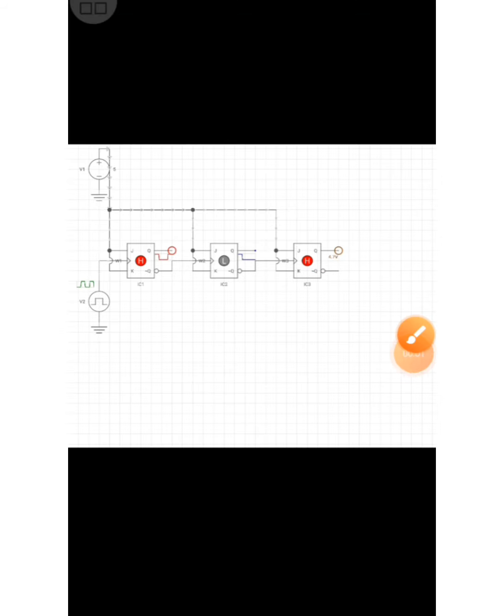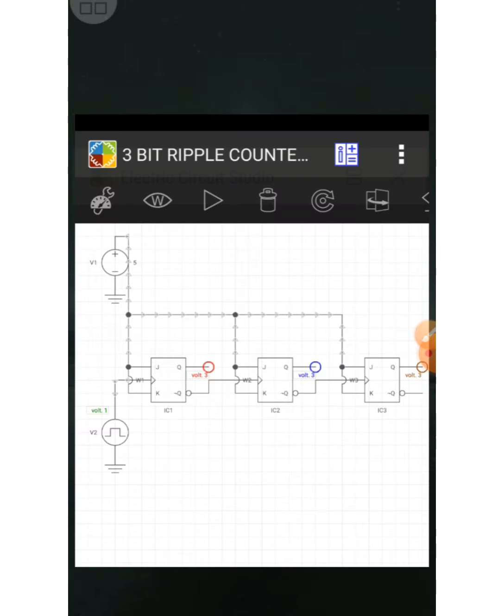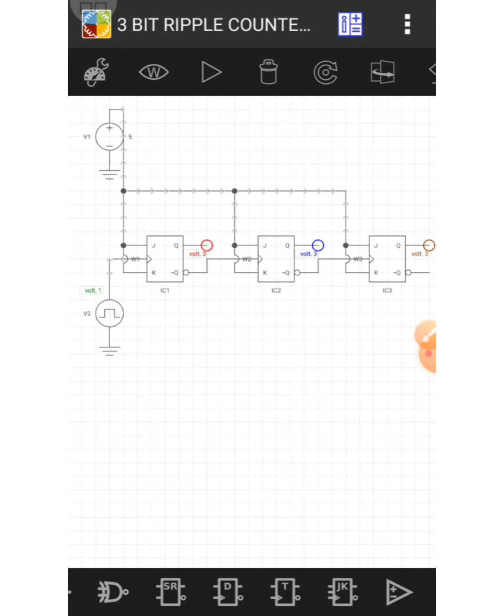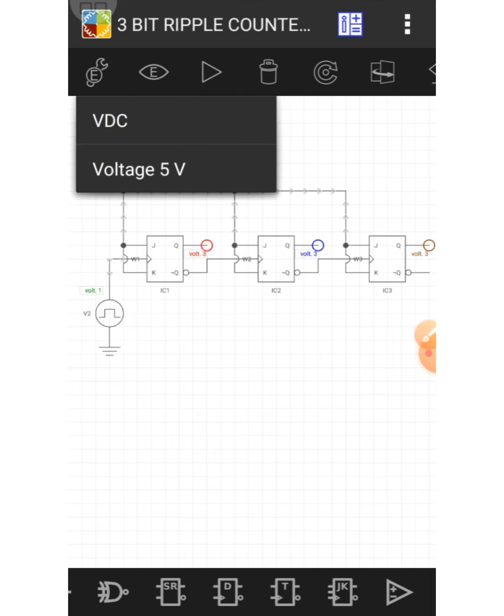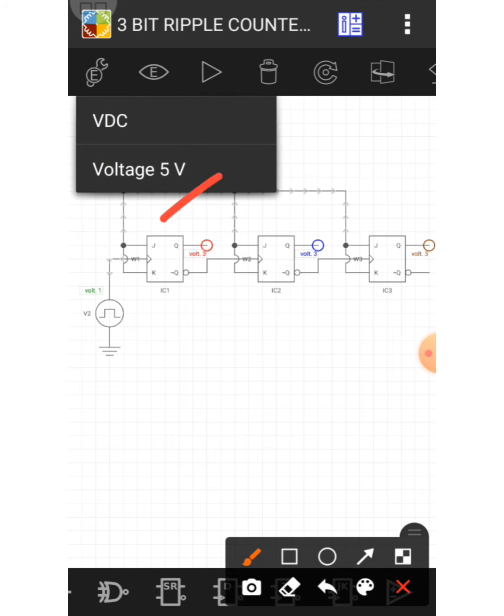Next we will see the circuit diagram for the ripple up counter. This is the circuit. We will simulate it in the Electronic Circuit Studio app. I already gave the circuit connections. Here I give voltage as 5 volt. Here voltage as 5 volt.